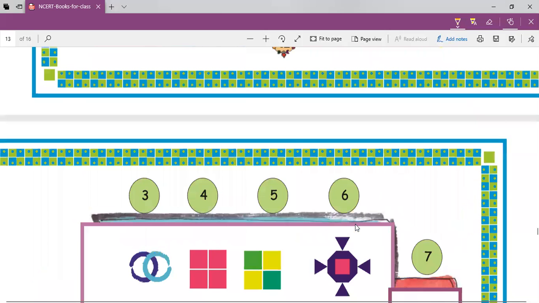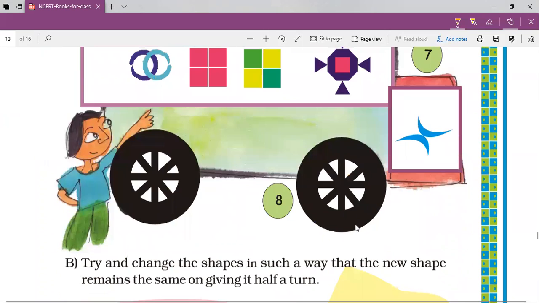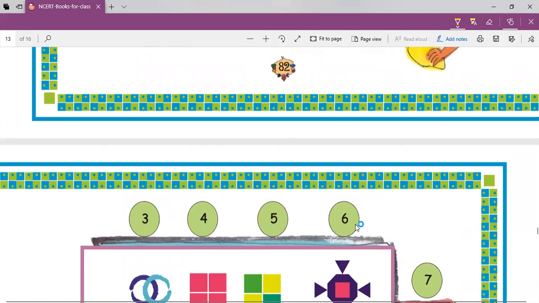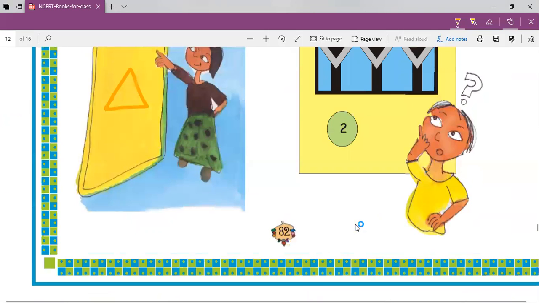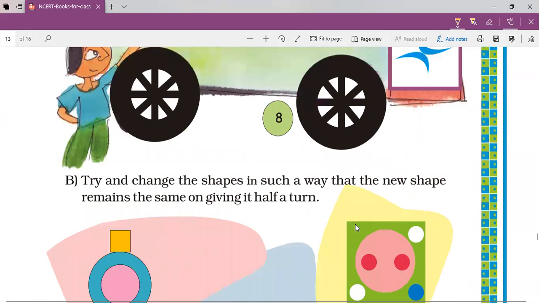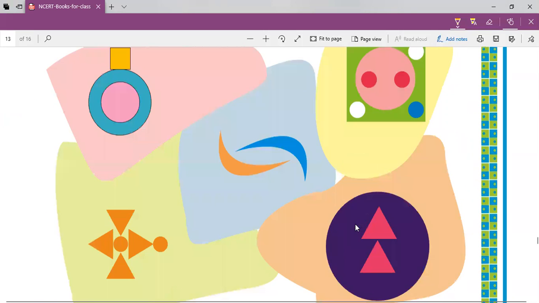Next part: here we have to try and change the shapes in such a way that the new shape remains the same. This was the first part, second part, and this third, fourth, fifth, sixth, seventh. So this you have to do as your homework. B also as your homework.